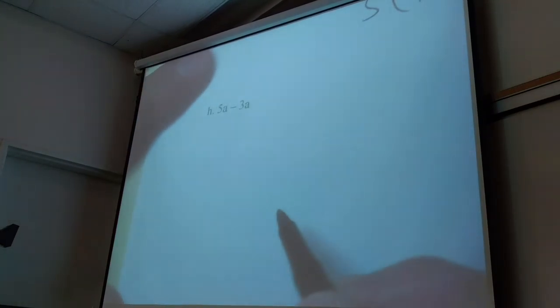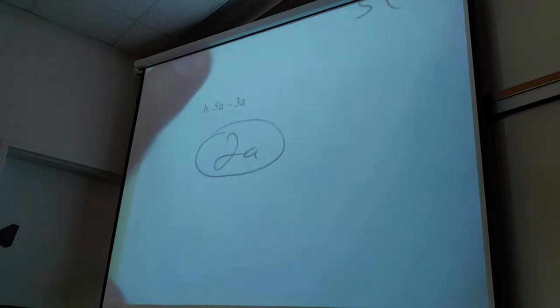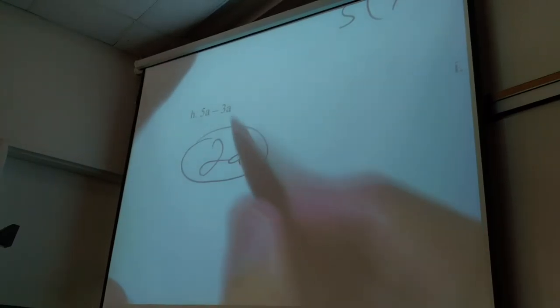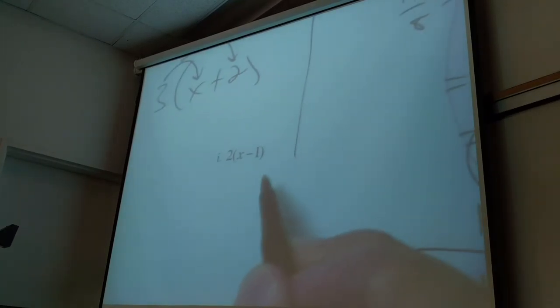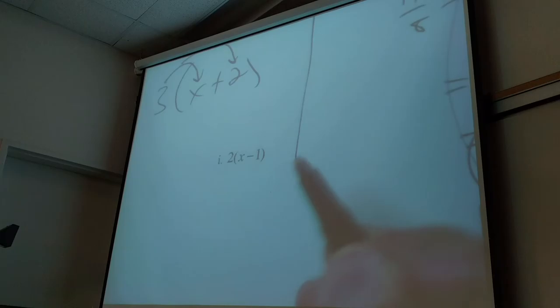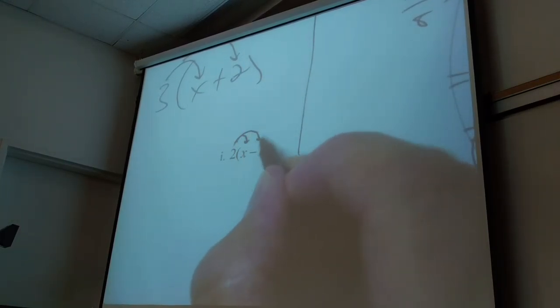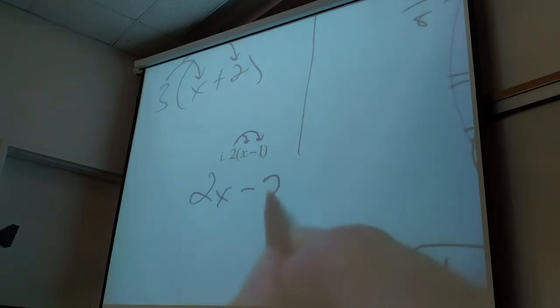And then I wanted just to throw you a little bit of variable stuff, right? But this isn't too major. 5a's take away 3a's. 2a's. So that's a little like terms kind of stuff. Everybody freaks out about throwing letters into math, and that's what math really is. But it's the same kind of idea, just like terms. And then finally here, now we want to do what? Two times 2x. Careful. 2 times x is 2x. 2 times 1 is 2.